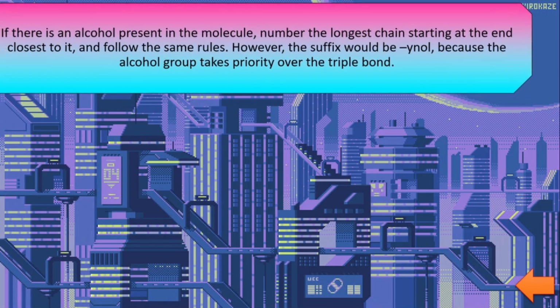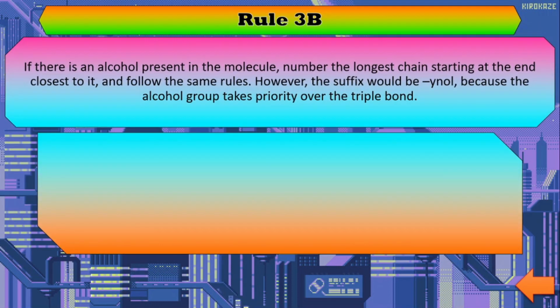Okay, part 2 of rule number 3. If there is an alcohol present in the molecule, number the longest chain starting at the end closest to it and follow the same rules. However, the suffix would be -ynol because the alcohol group takes priority over the triple bond.